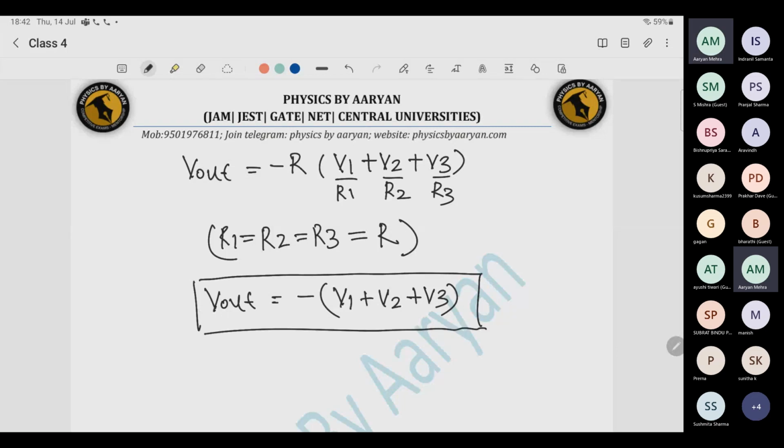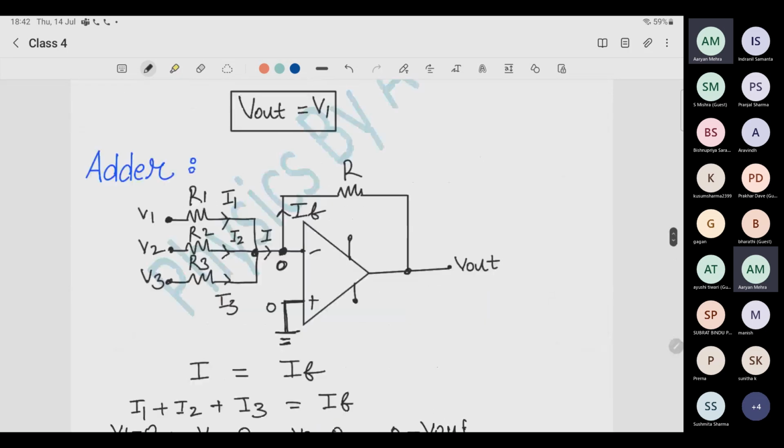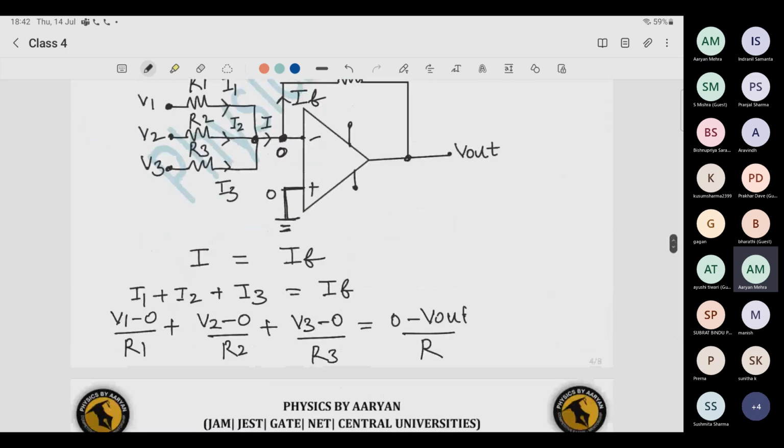So what did you get? You got the addition of all three input voltages. The only thing is you get a negative sign. You can avoid this. So as an output, you got the sum of all three. Everybody understood how the voltage addition works, how this adder works?